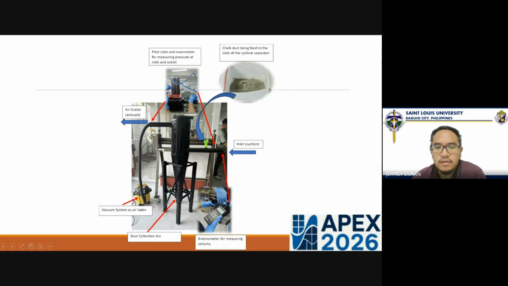And for the inlet velocity, we have made use of an anemometer. Also, at the bottom part, we have placed a collection bin. Unfortunately, it was not pictured here, so pardon me for that.